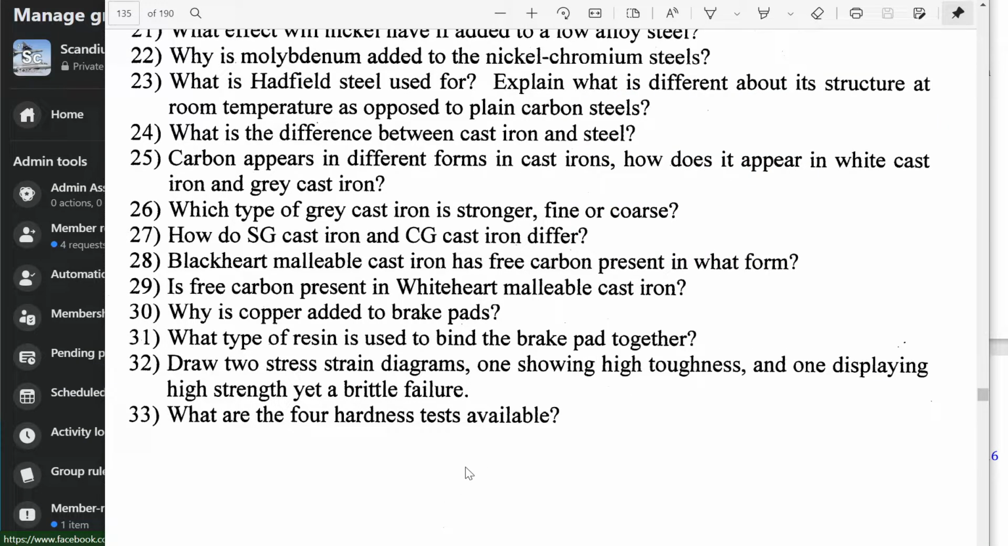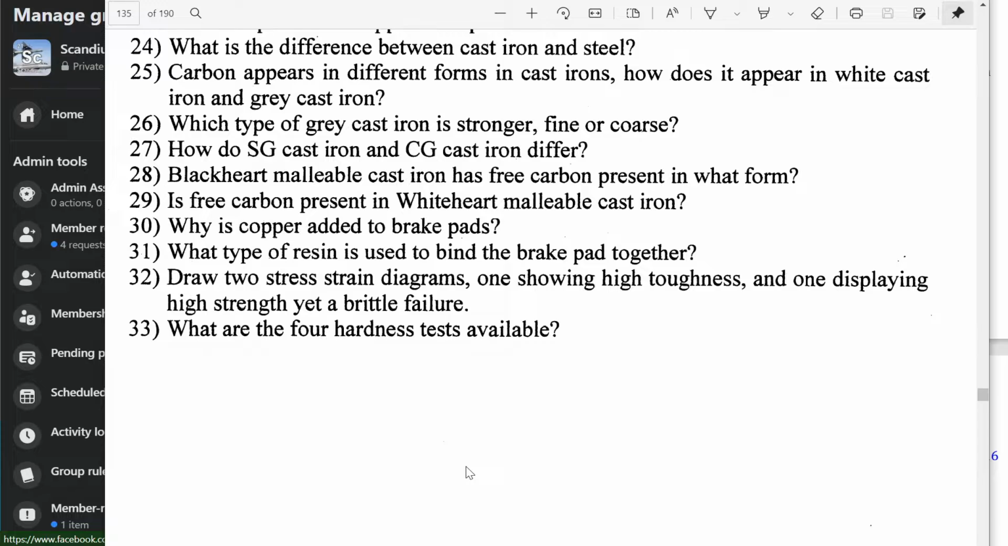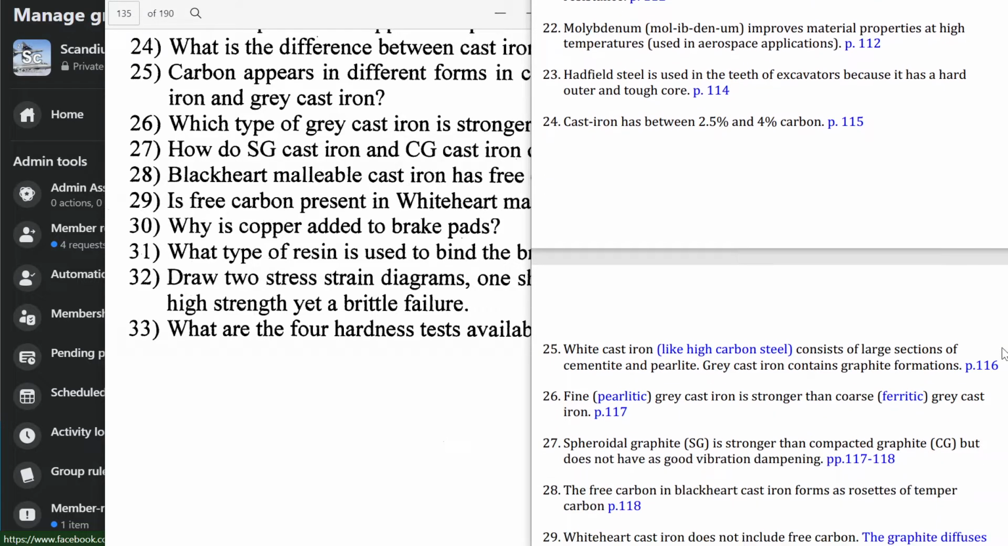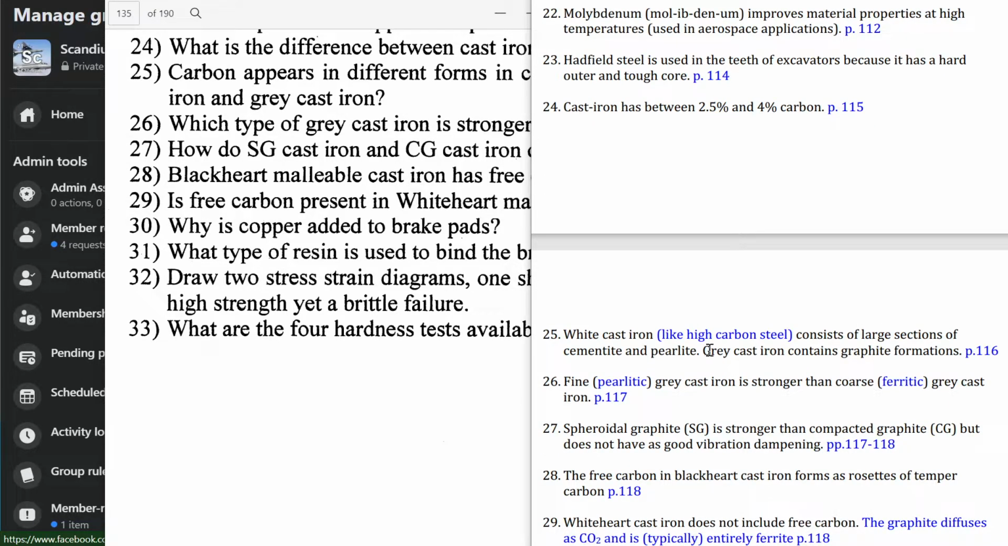There we go. Okay, different kinds of cast iron. Carbon appears in different forms in cast iron. How does it appear in white cast iron and grey cast iron? Without looking at the answers, I don't remember it. White cast iron, I think, just has lots of cementite, whereas in grey cast iron the excess carbon appears as graphite, and that means we have more pearlite. Let's have a look. White cast iron consists of large sections of cementite. Grey cast iron contains graphite formations. Yep, I'm okay with that.